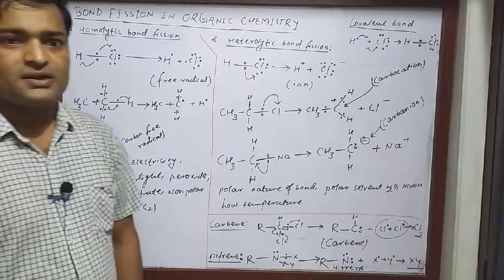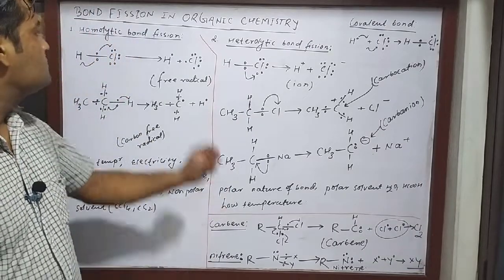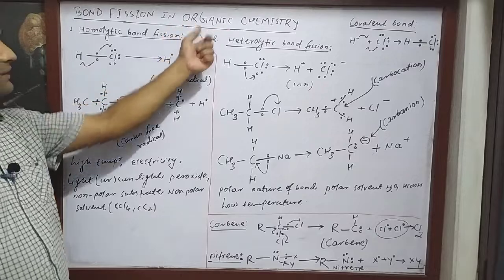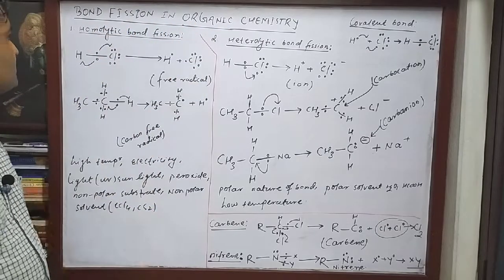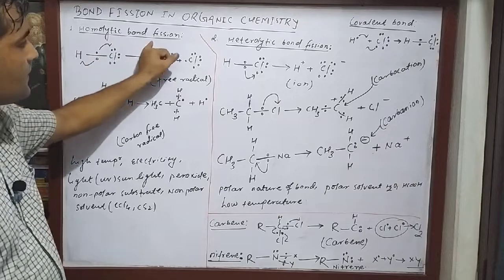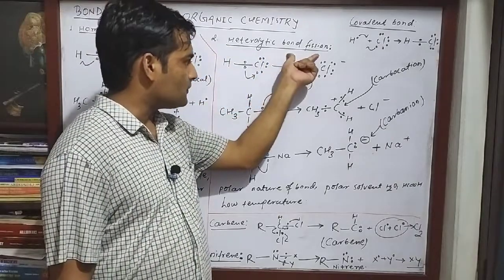In this lecture video we are discussing bond fission in organic chemistry. In organic chemistry there are two types of bond fission: homolytic bond fission and heterolytic bond fission.